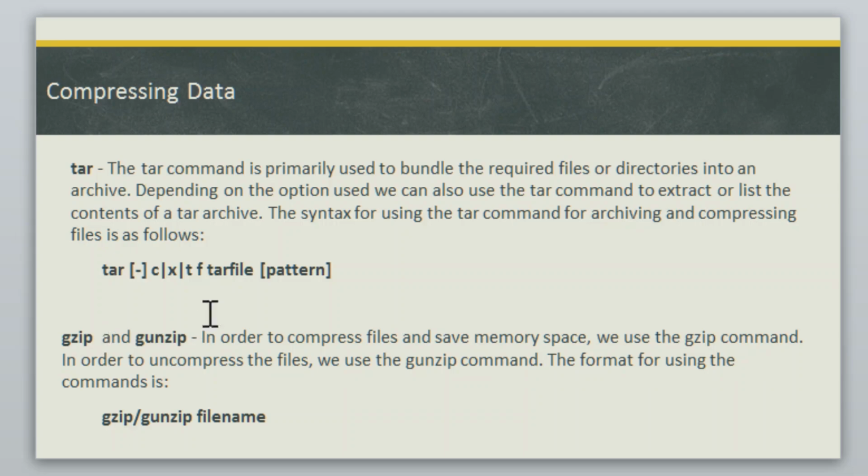gzip and gunzip can also be used. So in order to compress files and save memory space, we use the gzip command. In order to uncompress the files, we use the gunzip command, and the format for using the command is gzip or gunzip and then the file. This is actually a much simpler and quicker way to compress some files. We can actually gzip files with the tar command. We just use the -z flag on it, and that would actually gzip the file. But if we don't want to type out this whole format here, we can just do gzip and the file name, and that would actually gzip a file. So it's a little bit quicker and easier to do it this way, but you have a lot more versatility doing it with the tar command.